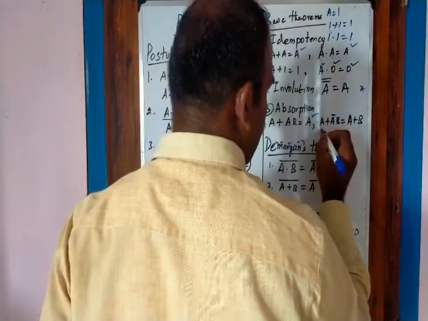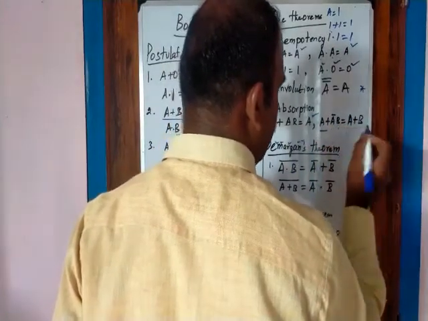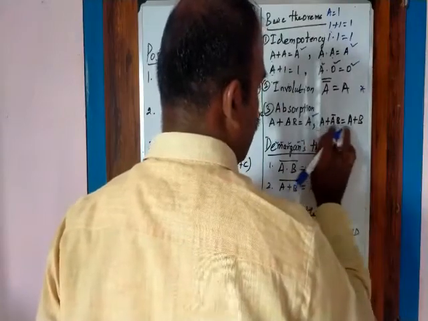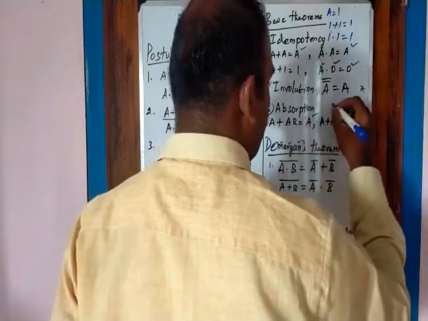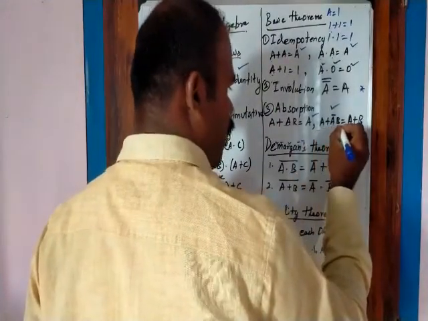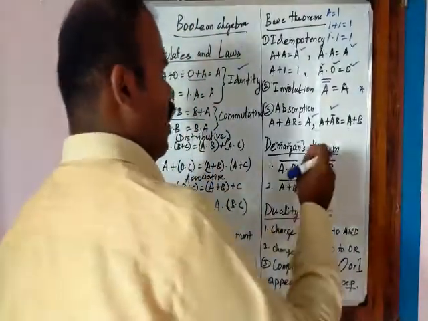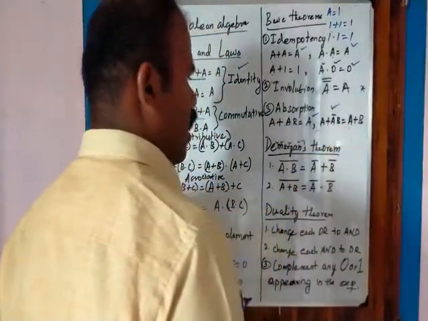And similarly, A plus A bar B equals A plus B. This is also a very important theorem. So A plus A bar B equals A plus B. We will see more about this property later.